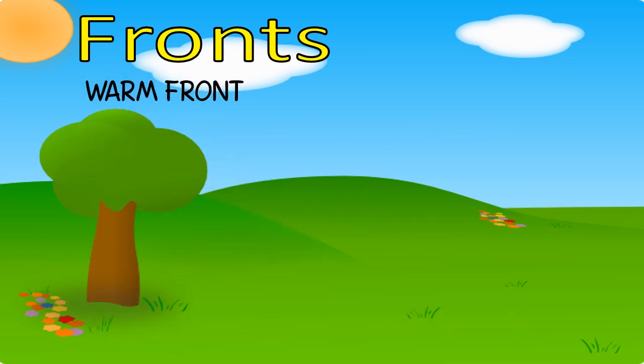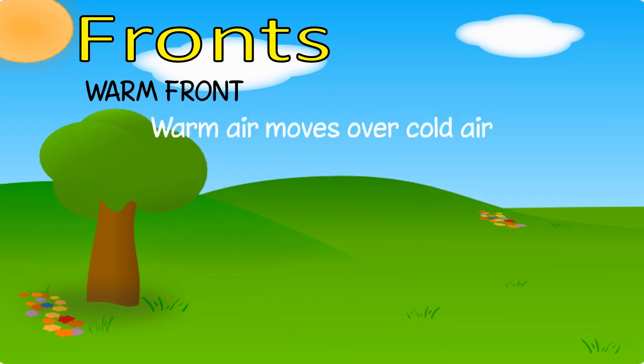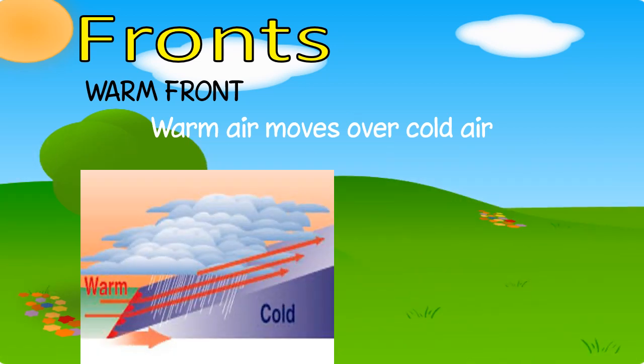All right, our next front is a warm front. A warm front is when the warm air moves over the cold air. So let's see what that looks like. We're going to use our same masses again. This time, it's the warm air coming in first. And remember, think of that warm air as being wimpy. So here's the wimpy warm air, and he comes into the area.